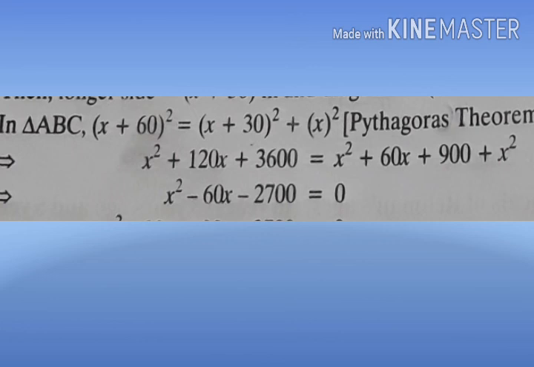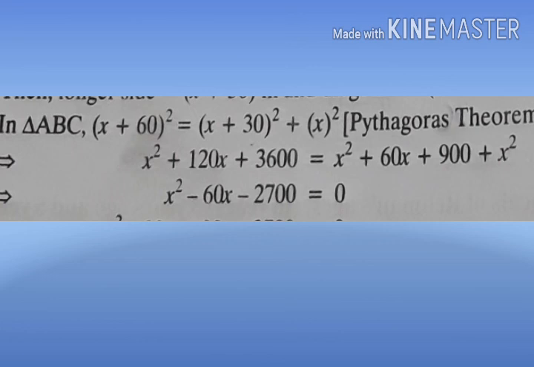Then we should expand the right side too. (x plus 30) whole square we can expand by using the identity (a plus b) whole square. So what we will get? x square plus 2 into 30 into x, that means 60x, plus 30 square, that is 900. Then plus 1x square is also there, that we can write. Clear?